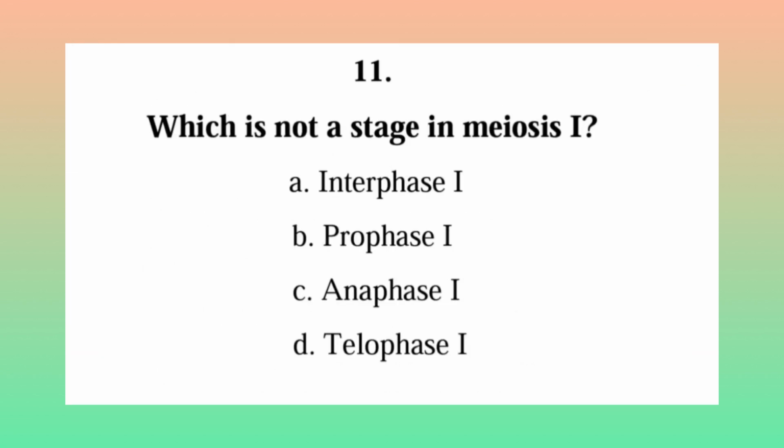11. Which is not a stage in meiosis 1? A. Interphase 1, B. Prophase 1, C. Anaphase 1, D. Telophase 1. Answer A. Interphase 1. Meiosis 1 is a reduction or heterotypic division, involves prophase 1, metaphase 1, anaphase 1 and telophase 1. So option A, interphase 1 is not a stage of meiosis 1. So option A is the correct answer.